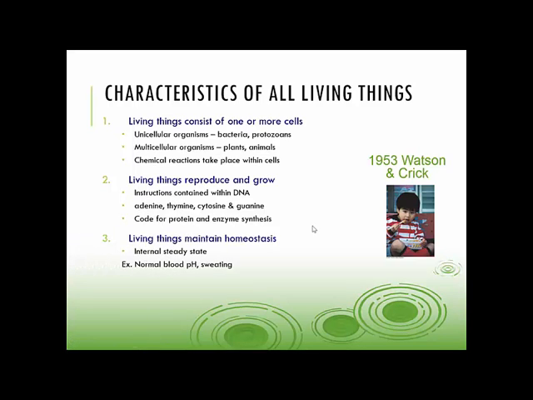The third characteristic that we're going to discuss is homeostasis, a huge buzzword in the living environment. If you're not maintaining homeostasis, which is considered also an internal steady state, also known as dynamic equilibrium, you are in a state of disease. You're sick. Or if it's progressed to a point where you cannot readjust or get back to a state of homeostasis, you are near death. Some examples that allow for homeostasis are normal blood pH and sweating.